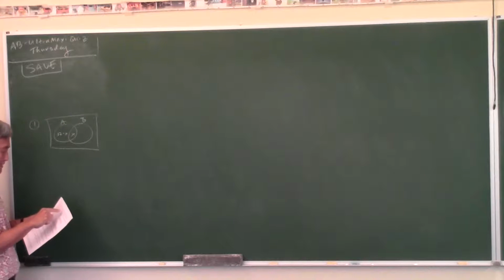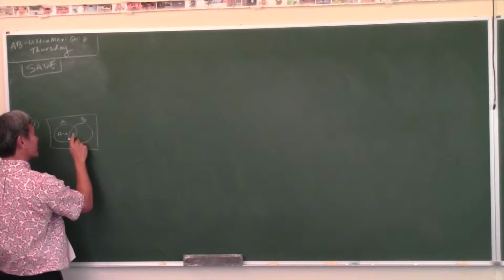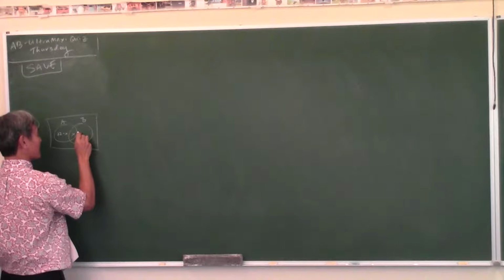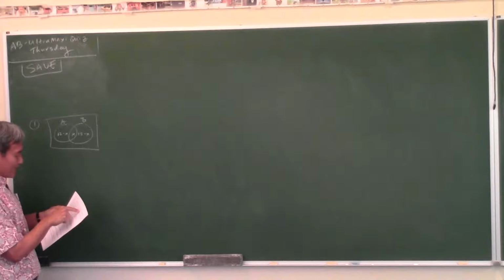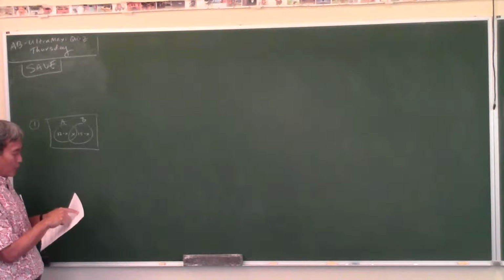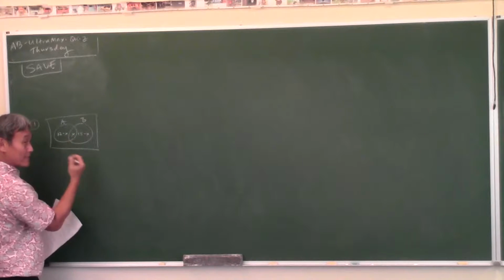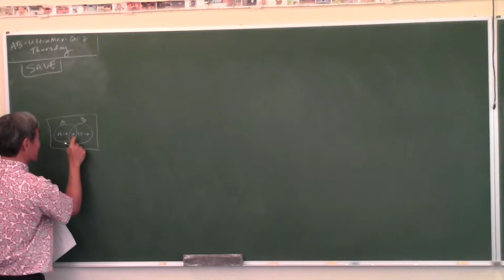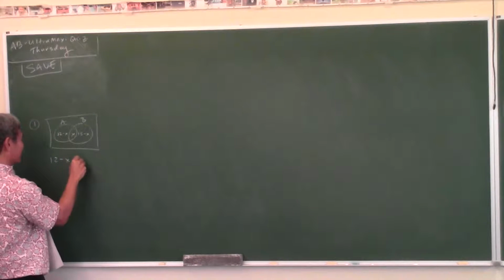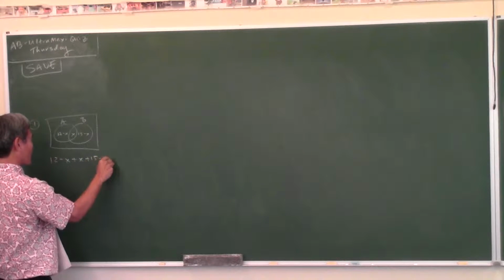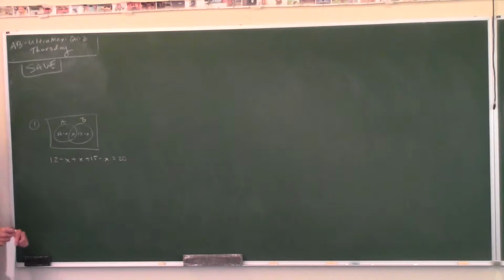The number of elements in B is 15. So everything in here has to add up to 15. So if this is X, what do I label this? 15 minus X. Then it says the number of elements in A union B is 20. That means everything in both of these sets adds up to 20. So this plus this plus this has to add up to 20. So write that down. This plus this plus this equals 20. And then now you can solve for X.